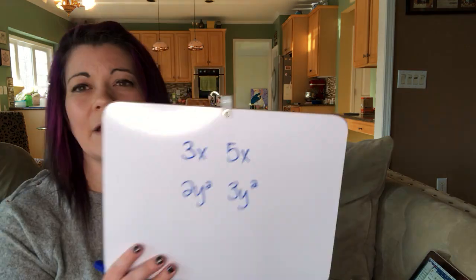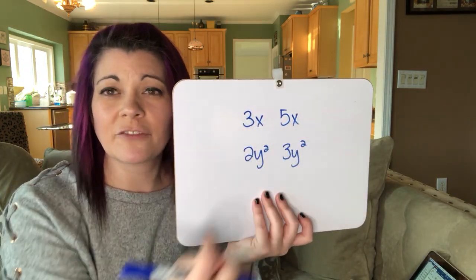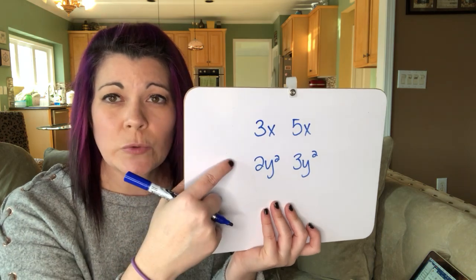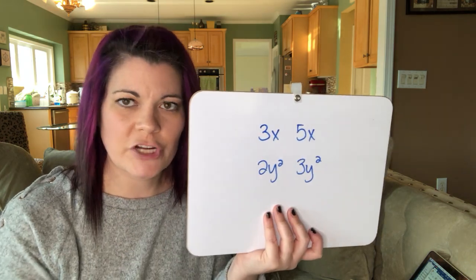And then like terms are terms that have the same variable that are raised to the same power. So for example, 3x and 5x are like terms, and so is 2y squared and 3y squared. So these are like terms.